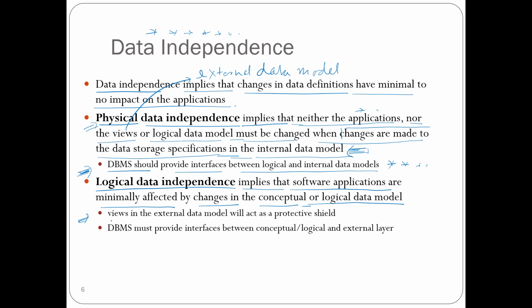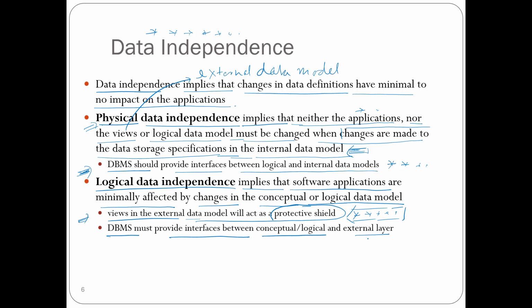In this case, the views in the external data model will be very important for us. Why? Because they will behave as the protective shield. Again, a very important information about the views which are the part of our external data model. Now, views in the external data model will act as the protective shield for the logical data independence. And here again, this is the responsibility of the DBMS to provide the interface between the conceptual, logical, and the external layer. Okay, so between these layers, we should have this mapping.